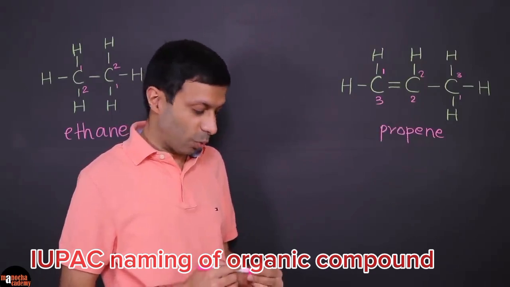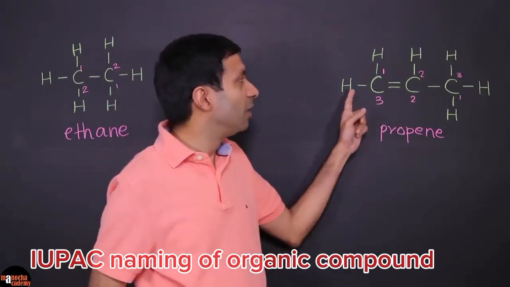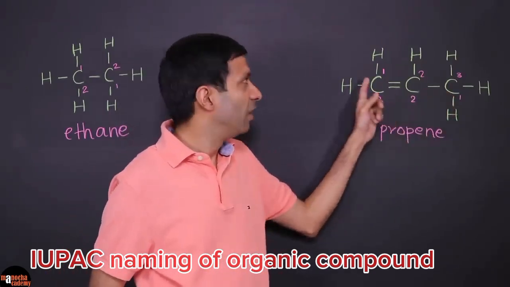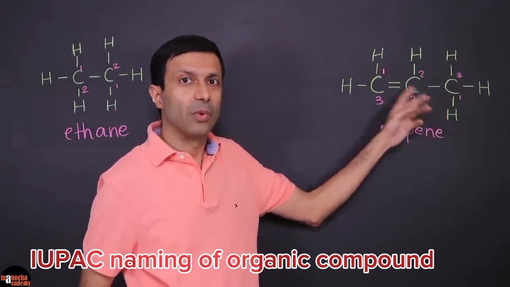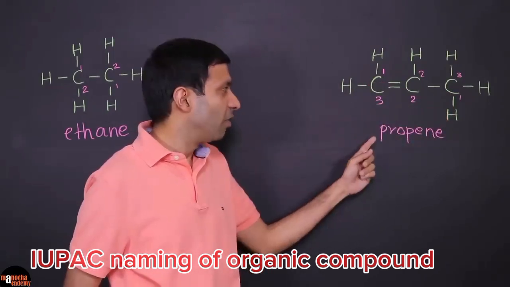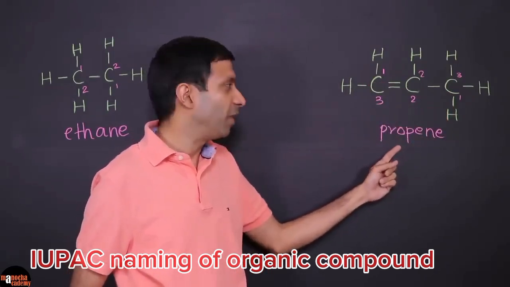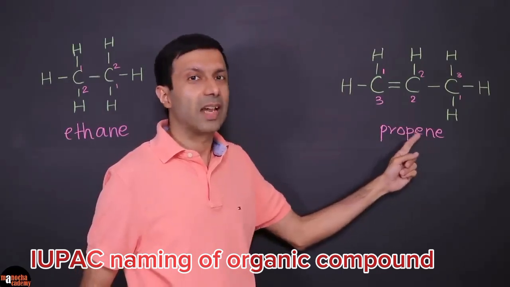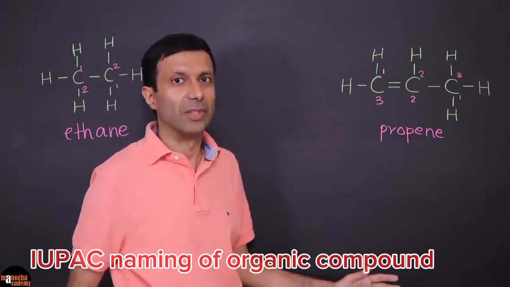Okay. So what we learnt here is that you need to look at the longest continuous carbon chain, look at the number of carbon atoms once you've numbered it forward and backward, find the name based on the number of carbon atoms, and also the type of bond for these hydrocarbons.